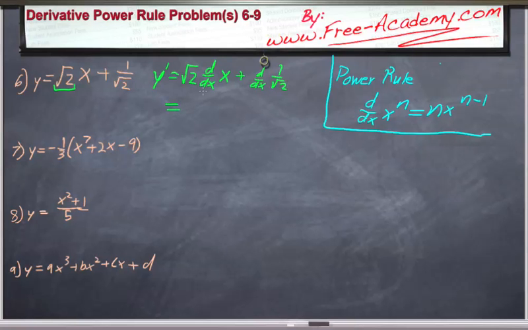For the derivative with respect to x using our power rule, we have n equals 1 and n minus 1 equals 0. So this will be equal to the square root of 2 times 1 times x to the 0 power, plus the derivative of 1 over square root of 2. This is a constant and is equal to 0. x to the 0 is equal to 1. So this whole derivative, y prime, is equal to the square root of 2. And this is something you should get used to: whenever you have a constant in front of the x, the derivative is always just going to be the constant.